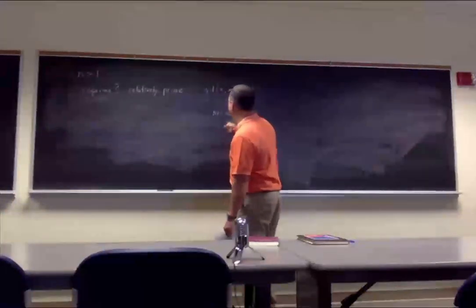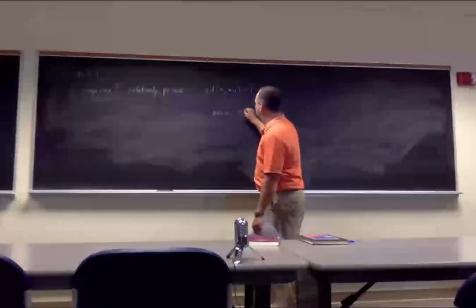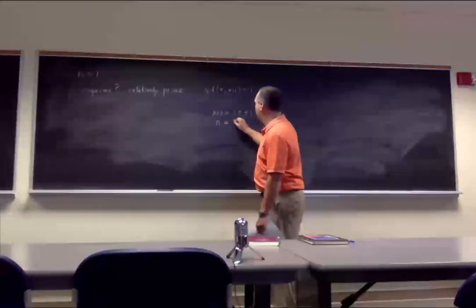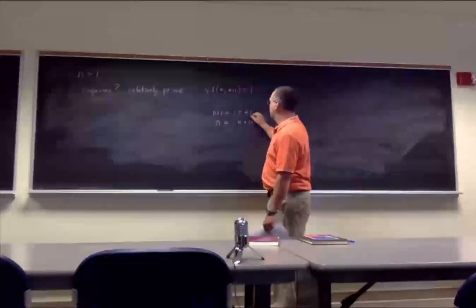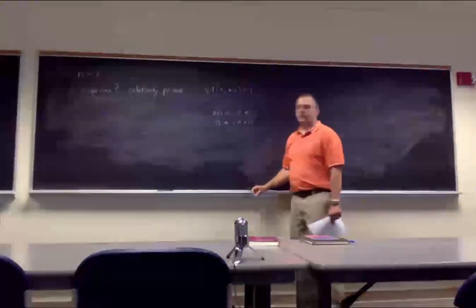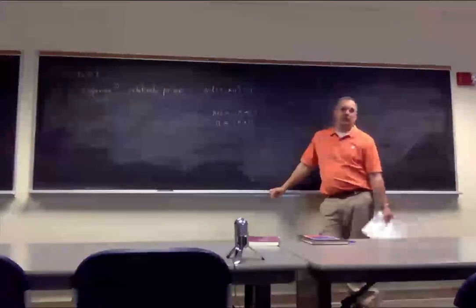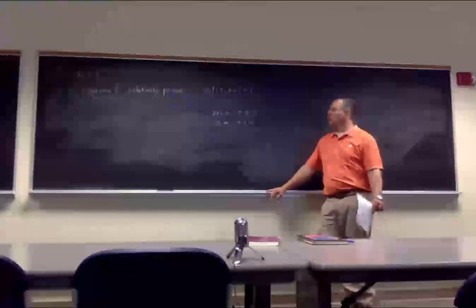Well, you want to use the Euclidean algorithm? So n plus 1 divided by n is 1 times n plus the remainder of 1. Then n, when I divide it by 1, is 1 times n plus the remainder of 0. So the last non-zero remainder is 1. Now do you believe it? Could you prove it to somebody then?